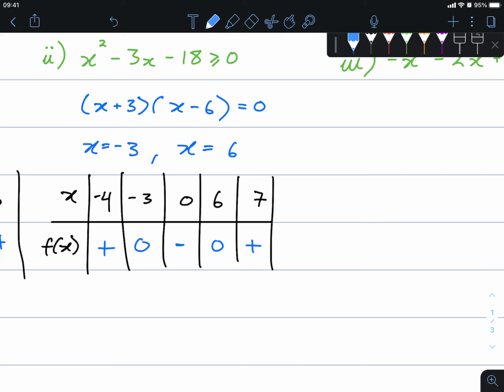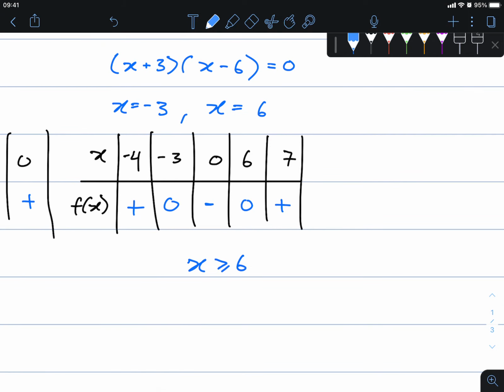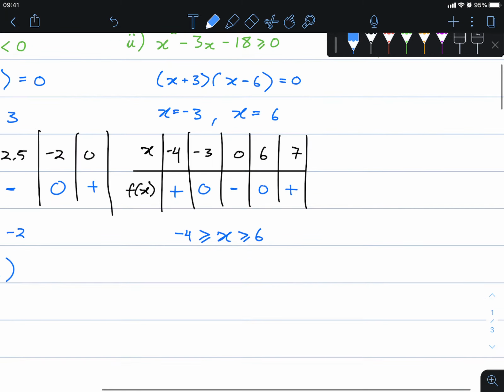Now it's asking, where is the parabola greater than or equal to 0? We can see that from 6 and to the right, it's 0 and positive. So our first set of solutions here is x is greater than or equal to positive 6. And you can also see from negative 4 and to the left, it's also positive. So x is less than or equal to negative 4.